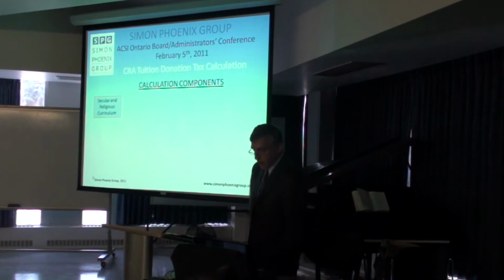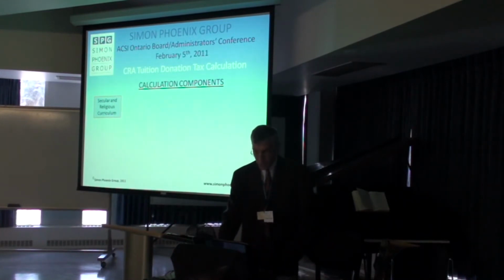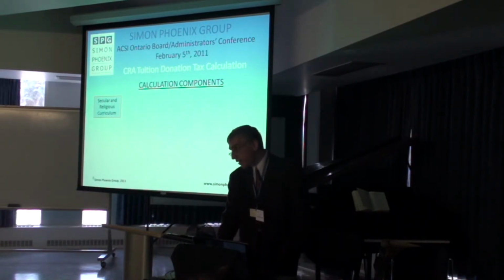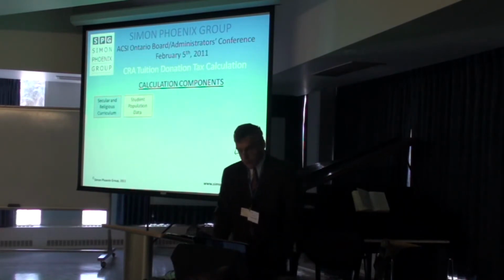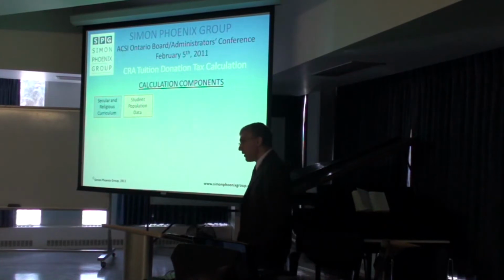So there are a number of different components in the calculation that schools need to look at when getting ready to crunch the numbers. A school needs to take a look at its secular versus religious curriculum, and how one determines what proportion is secular and what proportion is religious could be of importance. One needs to have a very good handle on your student population data.